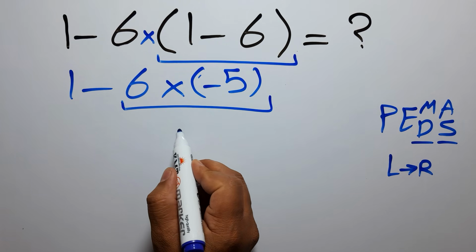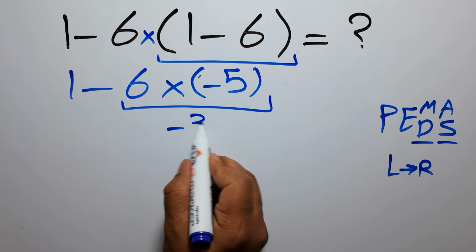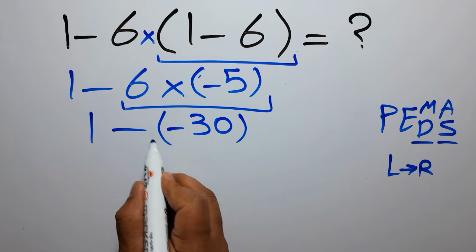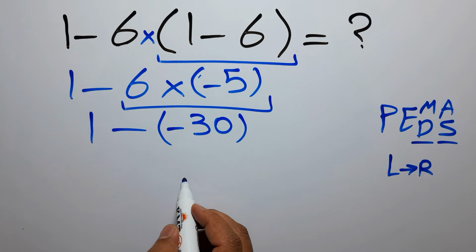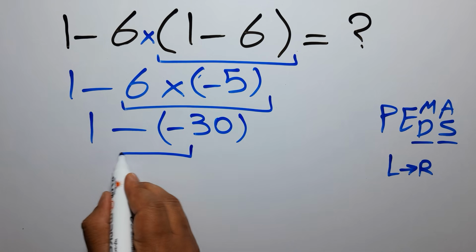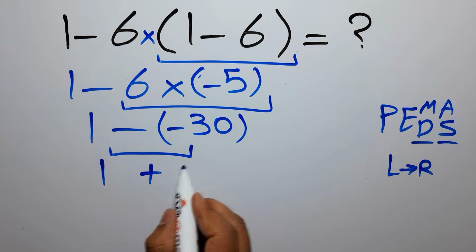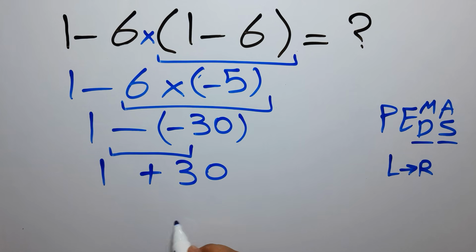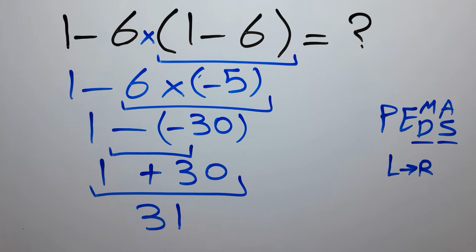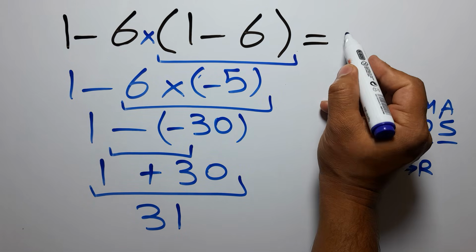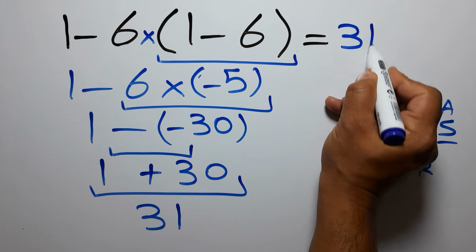6 times negative 5 gives us negative 30. So we have 1 minus negative 30. Now negative times negative gives us positive. So we have 1 plus 30, which equals 31. And this is our final answer to this problem. The correct answer is 31.